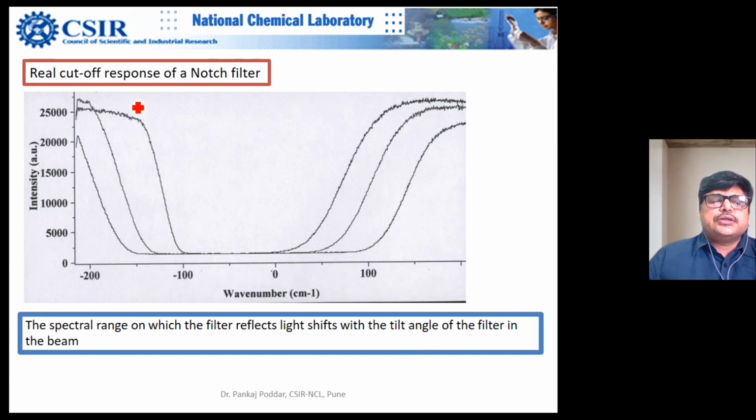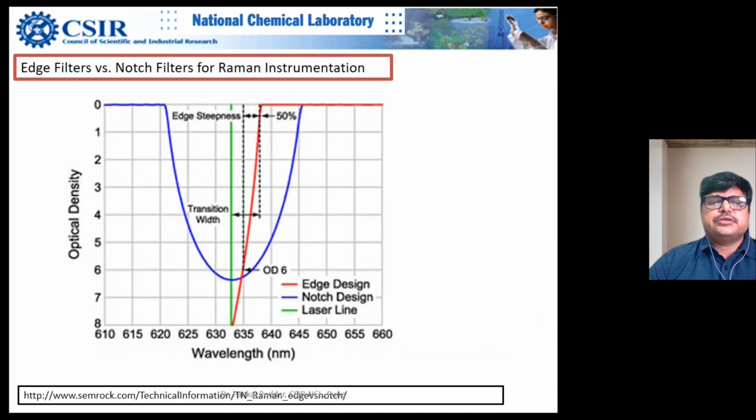You can see this is the real cutoff response from a notch filter. The intensity is almost 0 till 100, and only then does it start increasing, and then it becomes flat here. So if you're recording something here, then you're in a problem, right? You cannot record the Raman signal in this region. That's a disadvantage with filters. Notch filters are even worse, which cannot record even broader. They have got a broader absorption window actually.